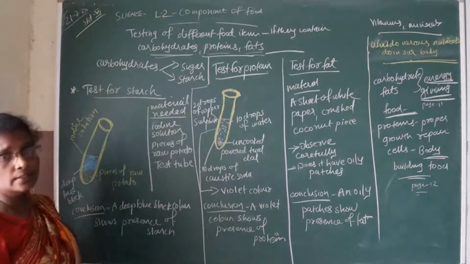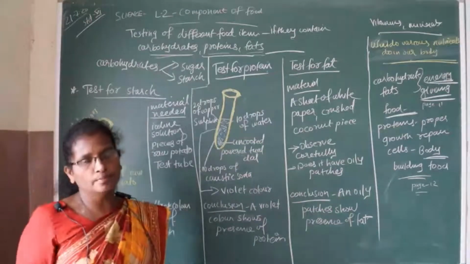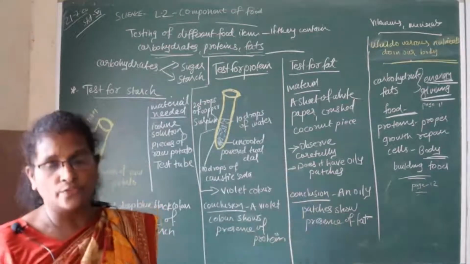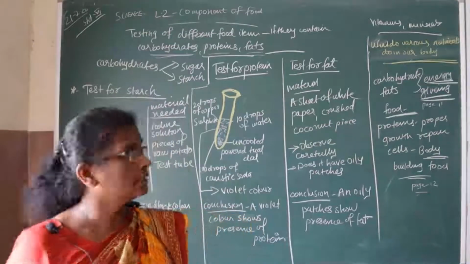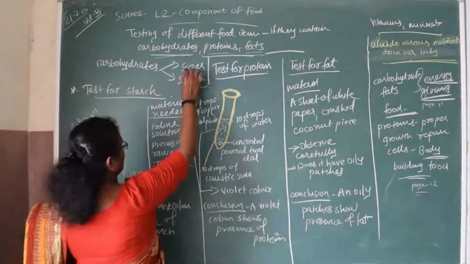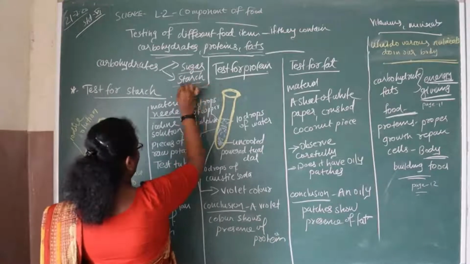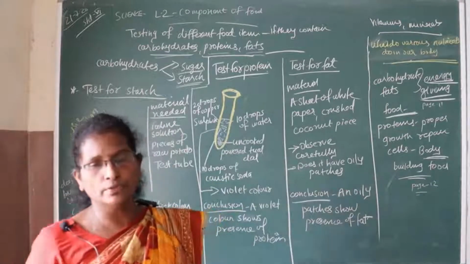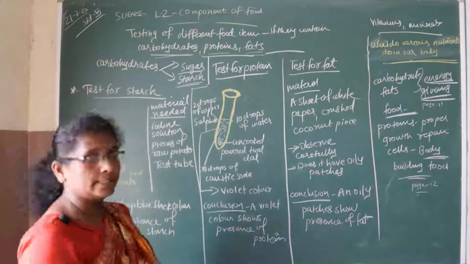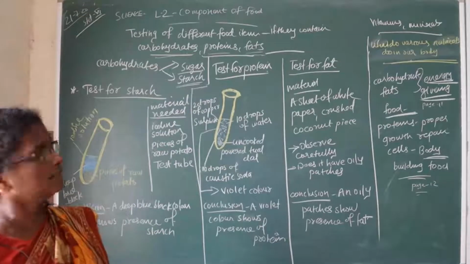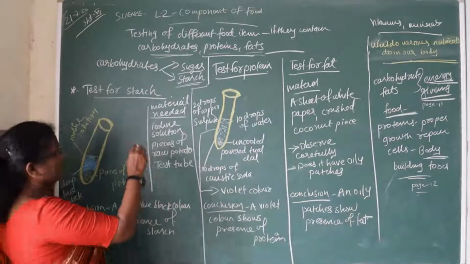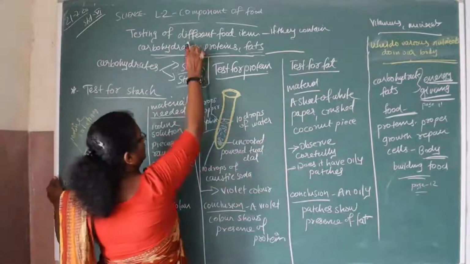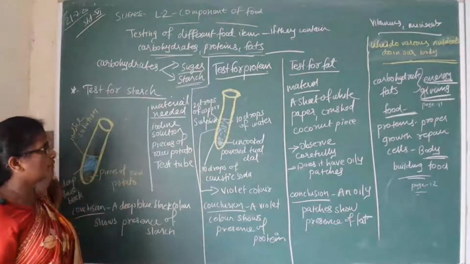The first one is the test for carbohydrate. Students, carbohydrate is found in our food in the form of sugar and starch. The test for starch is very easy, so first we will discuss the test for starch, to see if a food item contains starch.